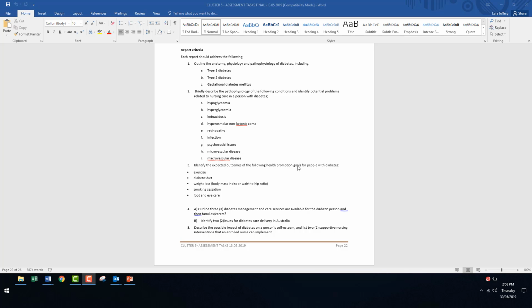Okay, so again, for question 3, for each of those dot points, exercise, diabetic diet, weight loss, smoking cessation, foot and eye care, we want you to identify an exercise goal. Tell us what you think the expected outcome should be from the goal and what the patient will do to achieve the exercise goal. Then do the same thing for diabetic diet, the same thing for weight loss, the same thing for smoking cessation, same thing for foot and eye care.